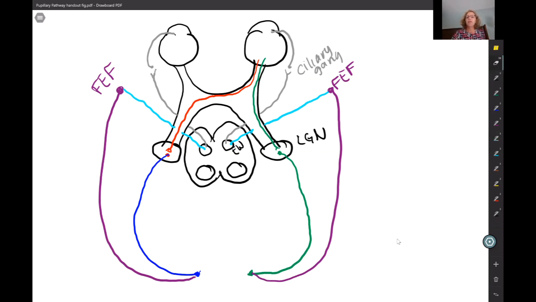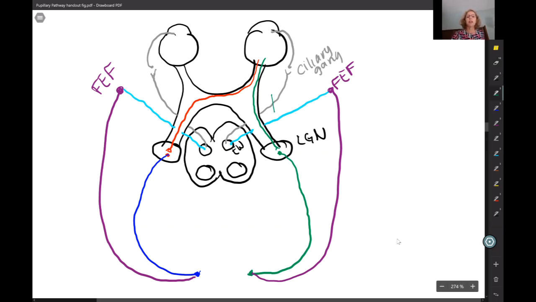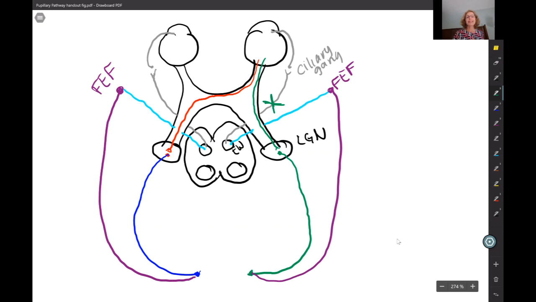Now note that these fibers take a more anterior pathway in the midbrain. So a lesion in the posterior midbrain will cause a poor light response without affecting the near response. If you get damage to cranial nerve 3, for instance, you get a lesion here, then it's going to affect both the light and the near response because those two pathways travel together in cranial nerve 3.